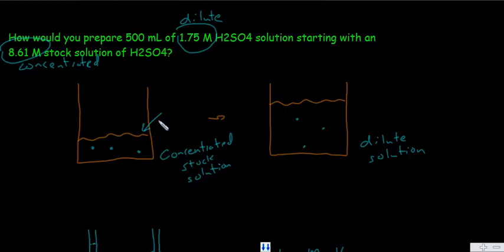Now, you can't take it the other way. You can't take a dilute solution and turn it into a concentrated solution. That would require removing water, which would only be feasible upon boiling off some water, which is a pain. And so we start out with our concentrated solution, and we want to get this dilute solution. So we want to essentially add water to this concentrated solution to get the dilute solution.